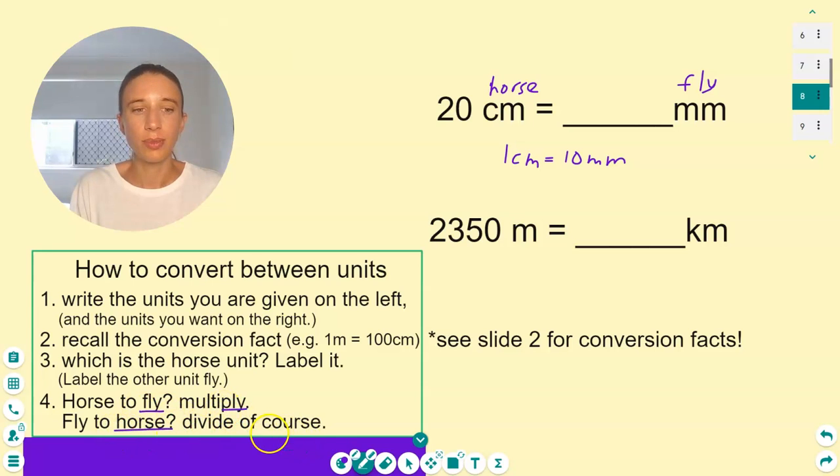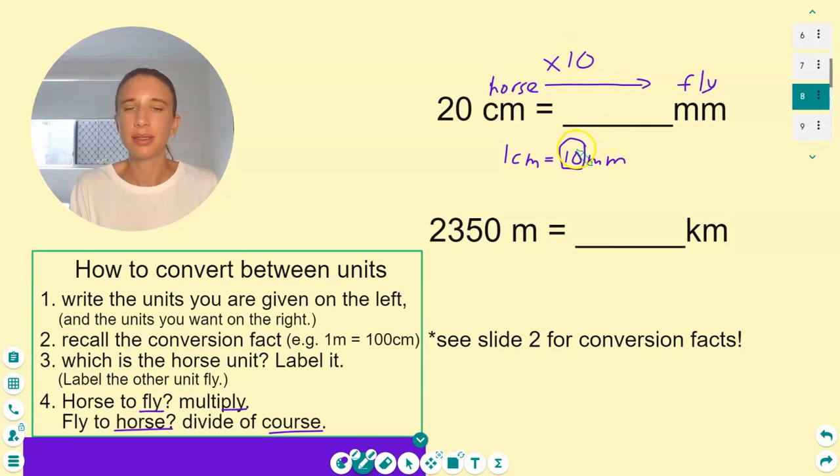These really help, okay? So let's draw an arrow. Where are we going? We're going horse to fly. So we must multiply by that unit conversion factor. We must multiply by that 10. Okay, we're going to get lots of practice, so don't worry. Now, what's 20 times 10? Well, we just put a 0 on the end. We make it 10 times bigger. So 20 centimeters is 200 millimeters. And let's keep working with it, all right?